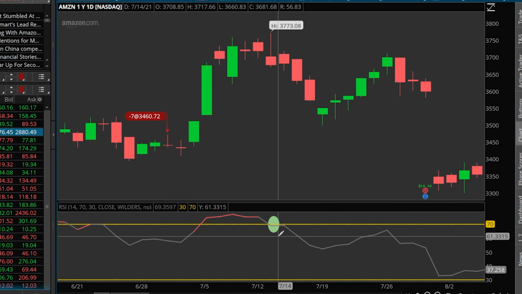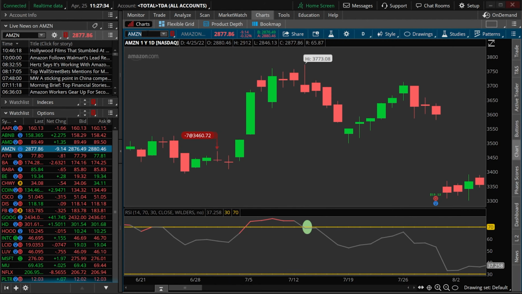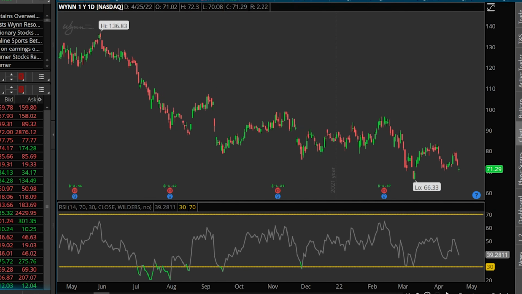If we wanted to find an example of this, let's come up here to my little search box and we're going to go ahead and pull up WIN, W-Y-N-N here. From there, the very first thing we need to do is find a time period on the chart that it was either oversold or overbought.